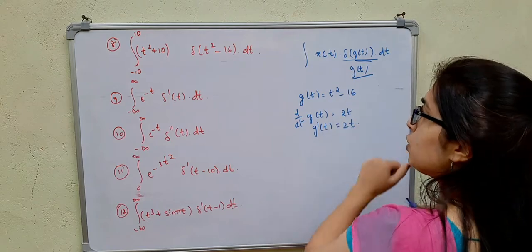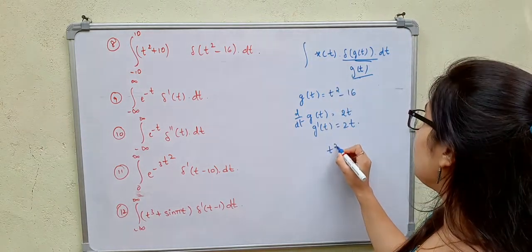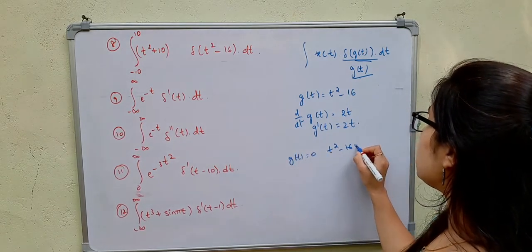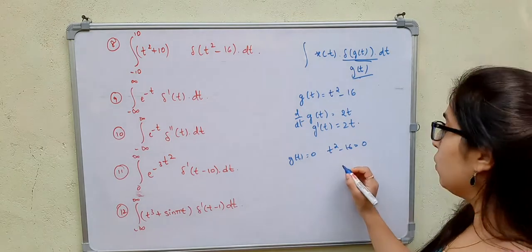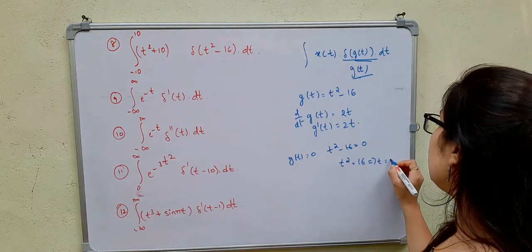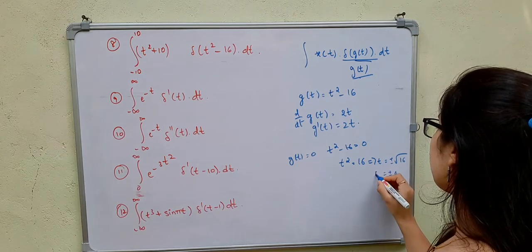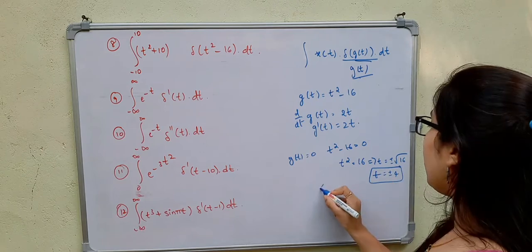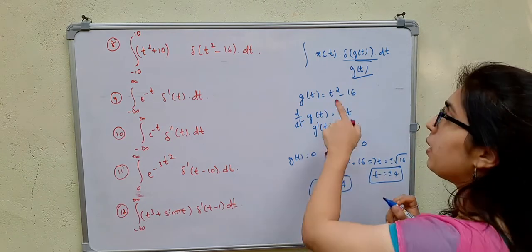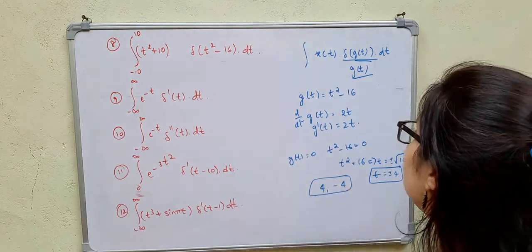So what are the roots of this? To find the roots of g of t, I will equate that to 0. That means t square minus 16 is equal to 0. T square is equal to 16. That means t is equal to plus or minus square root of 16, that is equal to plus or minus 4. So 4 and minus 4, these are the roots of t square minus 16, that is g of t.